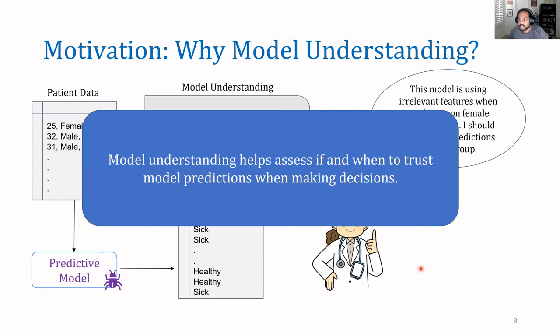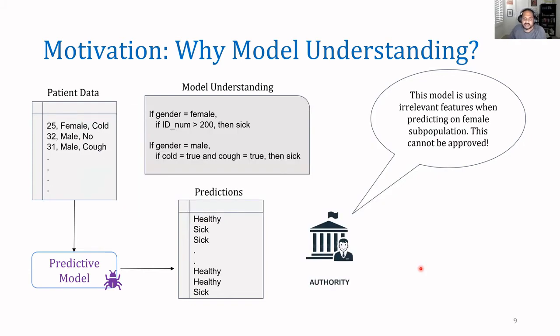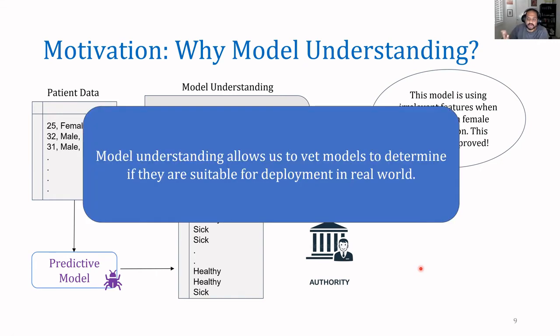Okay, here's a final example where you have the same situation that I just described, but you can imagine an external authority, not just a doctor, an external authority looking at the system and saying, okay, no, this model is using an irrelevant feature, so we cannot approve it to be used in hospitals, right? So you can think about this as some kind of regulatory authority. And then again, model understanding is now helping us vet which models should be deployed in the real world.